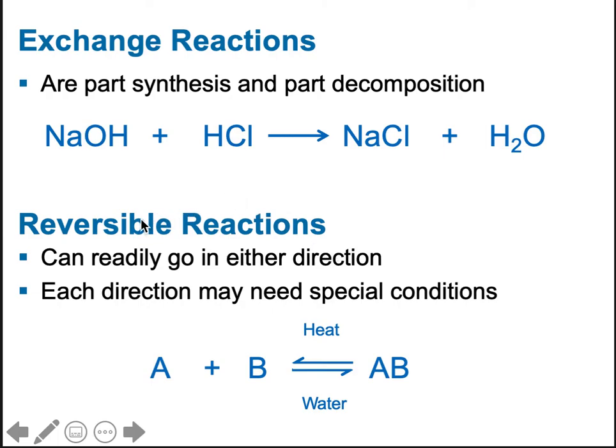A lot of reactions, especially in biology, are reversible. So depending on how much substance you have on one side or the other, it will push more in one direction. So each direction may need special conditions as well. You might need more heat for it to go backwards, or maybe you need more water for it to go forwards, right? So whatever the condition is, sometimes it's just how much of the reactants you have, other times it's particular conditions, but these double arrows show that it is reversible.